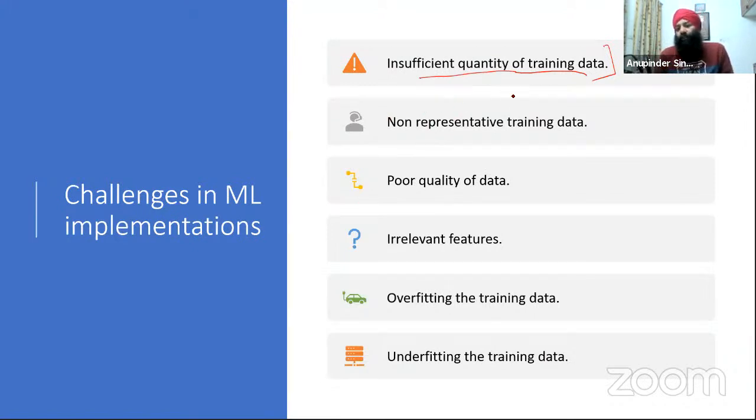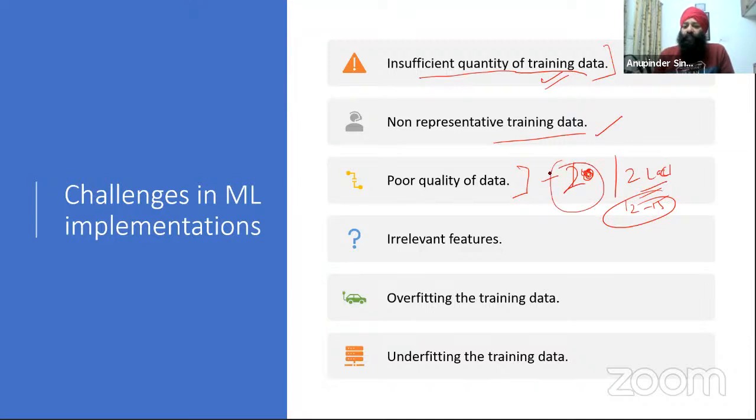Insufficient quantity of training data is the major challenge. Non-representative training data is there. You may get 100 columns, but among them maybe 95 columns are not at all relevant to you, right? As for poor quality of data, let's say you have 20 columns and 2 lakh records, but on average, for every record from this 2 lakh, around 12 to 15 parameters are null. What is the use of that data, right?